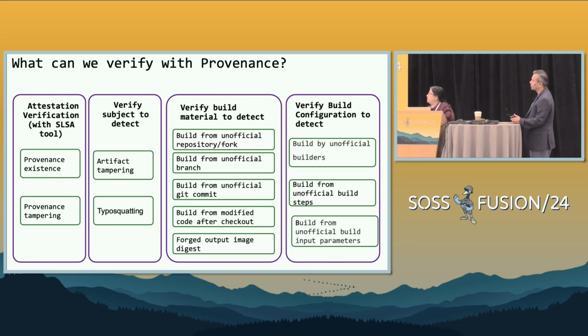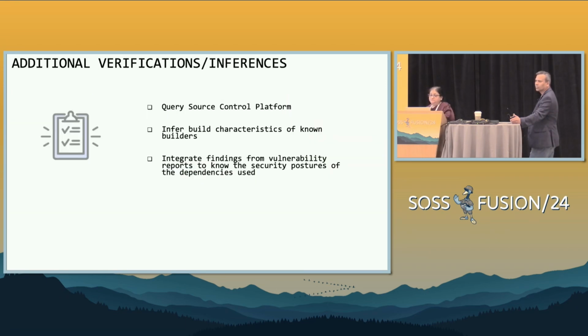And we were able to make sure that the build was performed by official builders, and it followed the official build steps, and the input parameters were all as expected. We were also able to make other verifications by querying the source control platform, by checking if branch protection rules were implemented, two-person review was there, and all the commits were signed and verified.